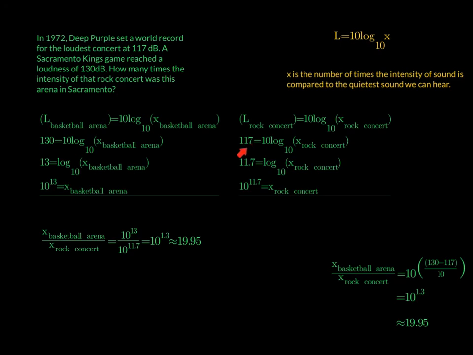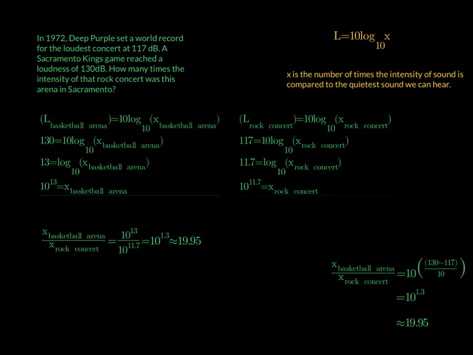Now do the same thing for the rock concert. We know that the rock concert was 117 decibels, and so let's solve for x. 11.7 because we divide by 10, and we change it to an exponential. 10 to the power of 11.7 is equal to x. And we want to know the ratio of how loud the basketball arena was compared to the rock concert. And so that's just 10 to the power of 13 divided by 10 to the power of 11.7, which is 10 to the power of 1.3, or approximately 20. So the basketball arena was actually about 20 times more intense than the rock concert.